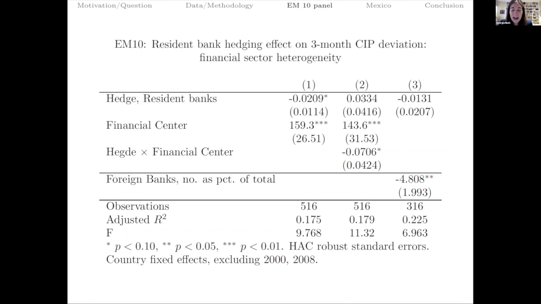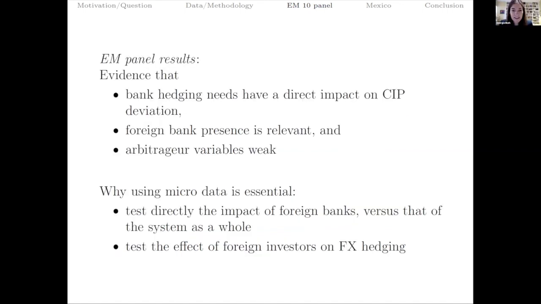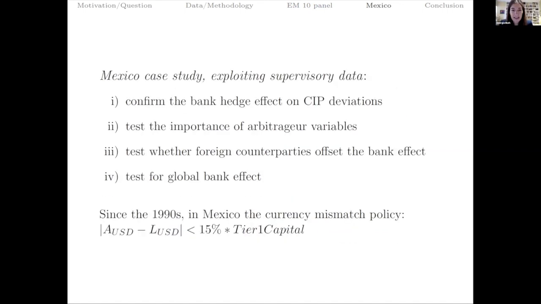Thanks so much, Andres. And lastly, just using the foreign banks, we get some more evidence that this is widening. Okay, I want to get to the Mexican case study because it gets into more detail. So from the emerging market panel, we have some evidence that resident bank hedging widens the basis. We also have some suggestive evidence that global banks or the domestic financial sector characteristics are relevant.